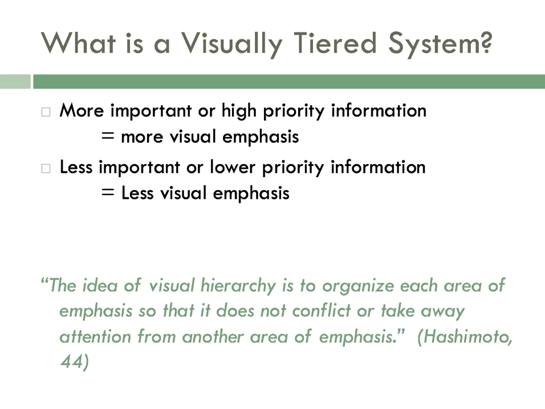What is a visually tiered system? Well, essentially, it's pretty easy. The more important or higher priority information is given more visual emphasis. So those are things like headlines, titles, things like that. Less important or lower priority information is given less visual emphasis. So things like copyright information at the bottom of a website. It's smaller and it's also at the bottom. Those are ways we can give it less visual emphasis. The idea of visual hierarchy is to organize each area of emphasis so that it does not conflict or take away attention from another area.